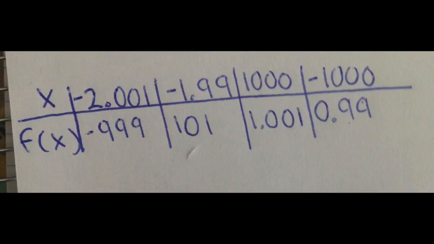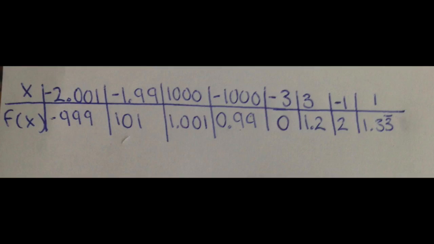We can see as we use very large x values, our y value gets very close to 1 but never reaches 1. Finally, to finish up this table of values, I'm going to choose some x values that'll help us plot our graph. I chose to use positive and -3 and positive and -1.